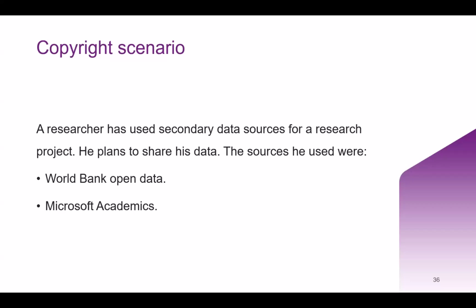And as he has used secondary sources, he should have checked whether he is allowed to share the data he has used from these sources. And how can he check? He needs to check the terms of use, which are usually mentioned on the website of each resource. Sometimes it is hard to find, but the information is there. If it is not there, then anyone can write to the source and let them know. So I have put the terms and conditions of use from the World Bank on the next slide.